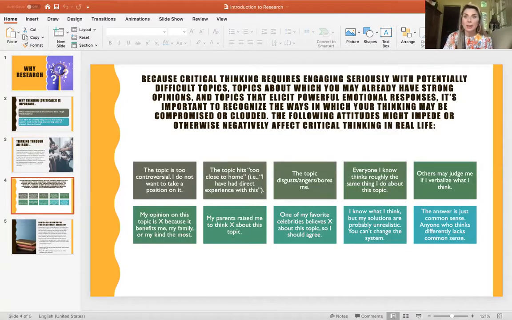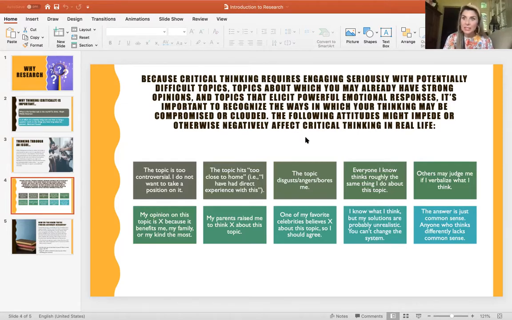Because critical thinking requires engaging seriously with some difficult topics of which you may already have strong opinions, and topics that may elicit even powerful emotional responses, it's important to recognize the way in which your thinking could be compromised or even clouded. The following attitudes might impede or otherwise negatively affect your critical thinking in real life.